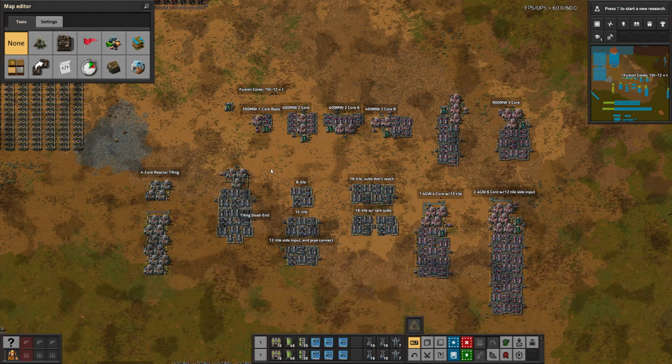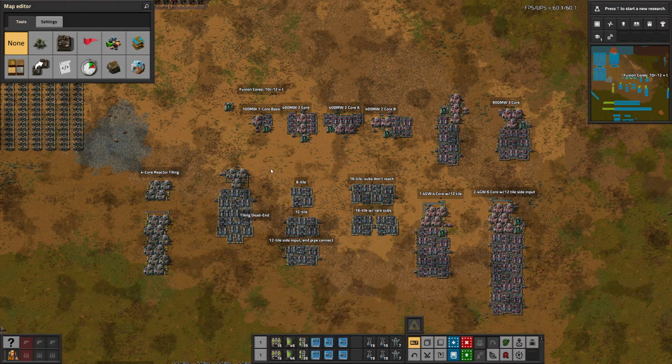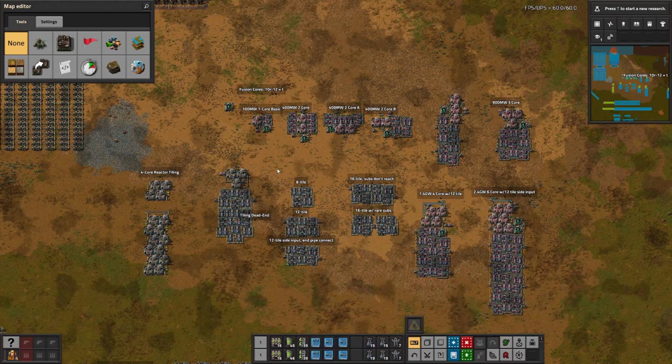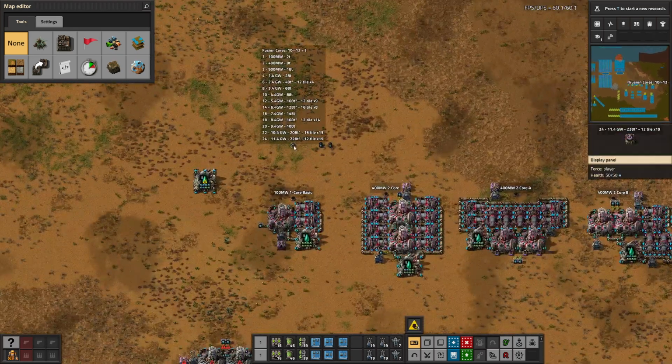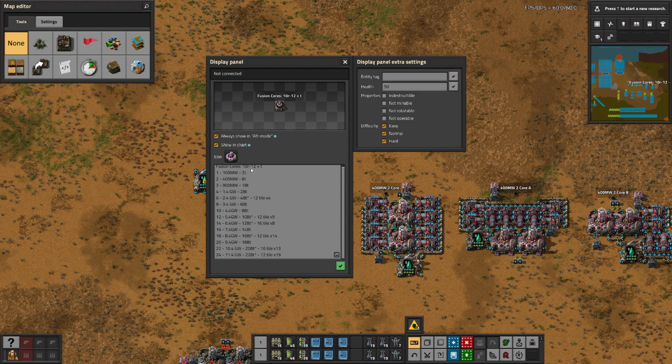Fusion power, and how to make compact, tileable reactor designs. So before we dive into the reactors themselves, we need to go over some numbers. Here is a table of number of cores versus number of turbines, and if you look at it closely, you'll notice that they pretty much all end in 8.